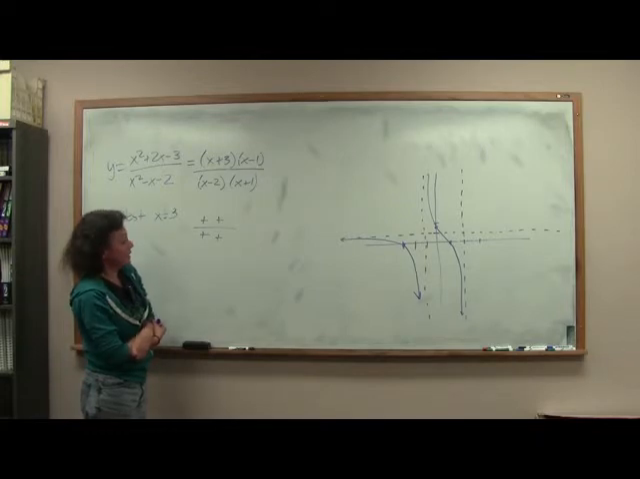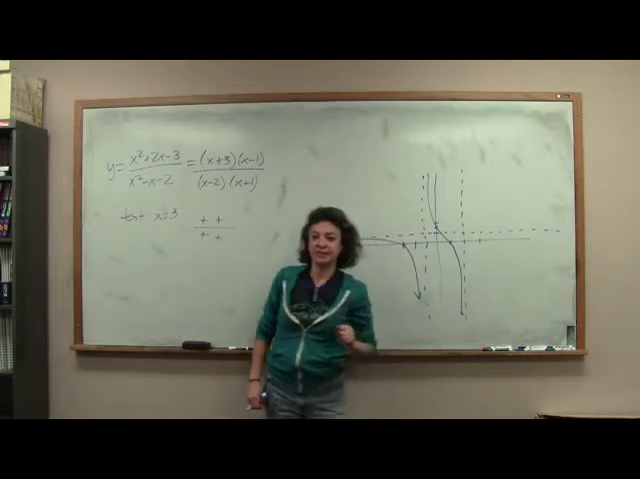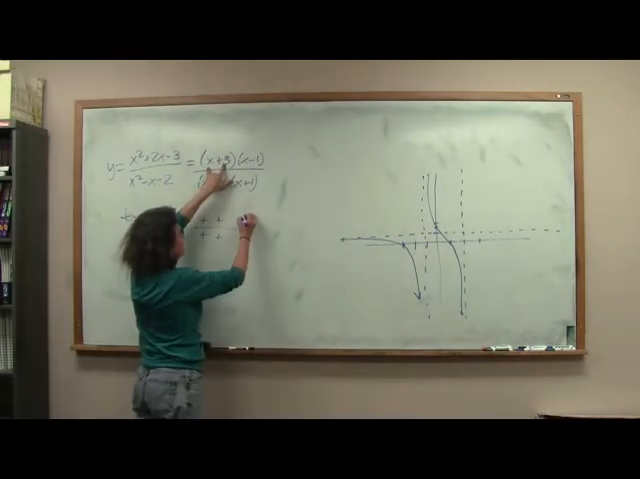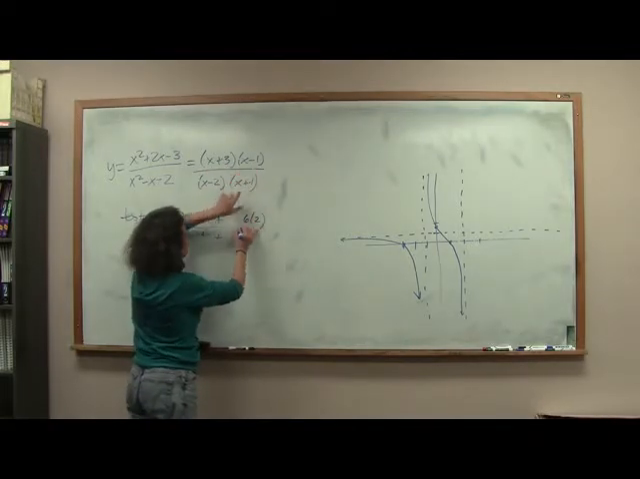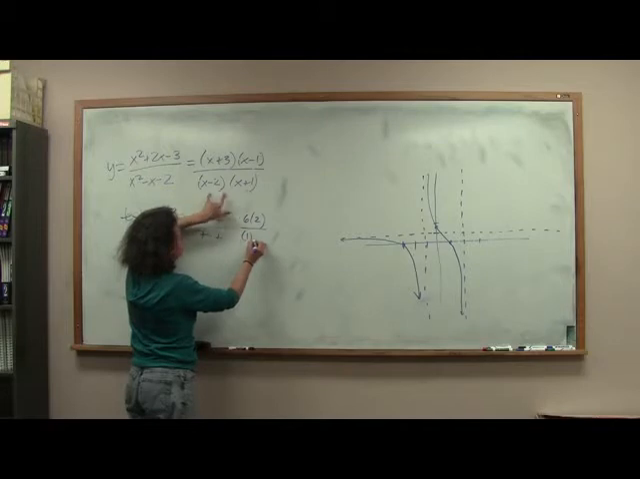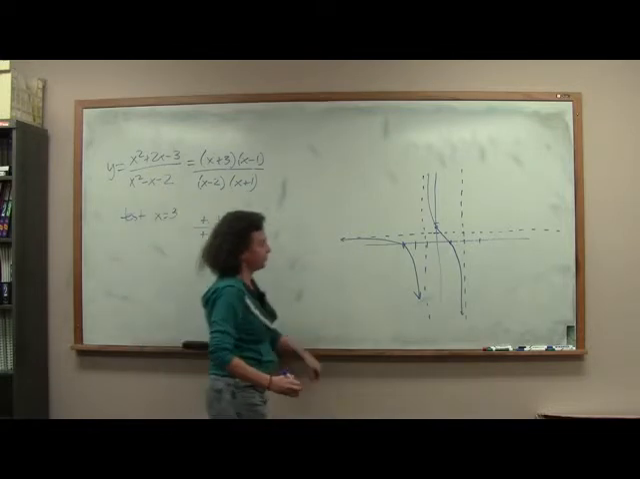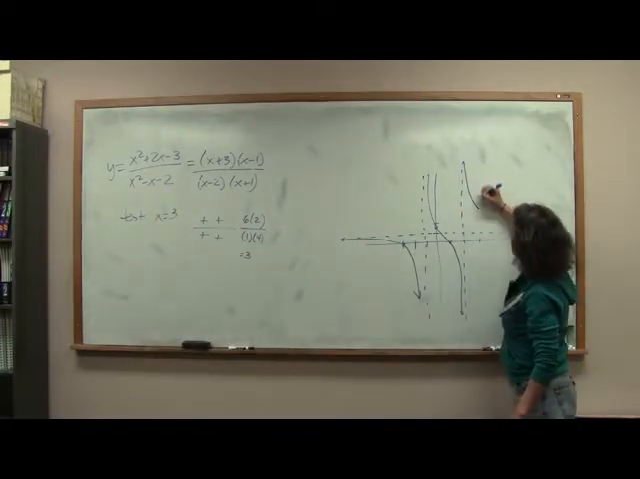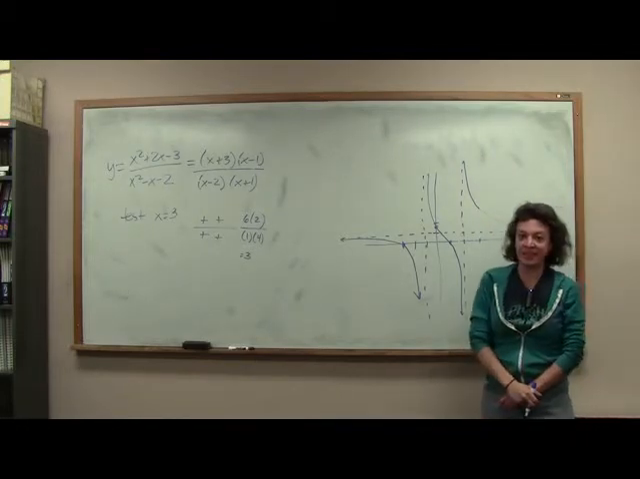Now, if you want to get an idea as to whether it starts above or below your horizontal asymptote, you can certainly do that. 3 plus 3 is 6. 3 minus 1 is 2. 3 minus 2 is 1. 3 plus 1 is 4. You get 12 over 4, which is 3. So we know we're up here. I'm going to shoot up to positive infinity then and approach my horizontal asymptote.